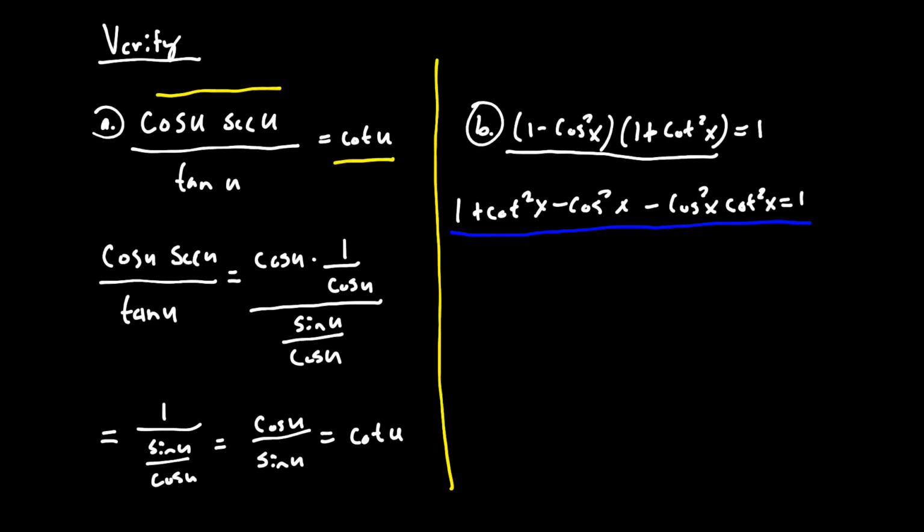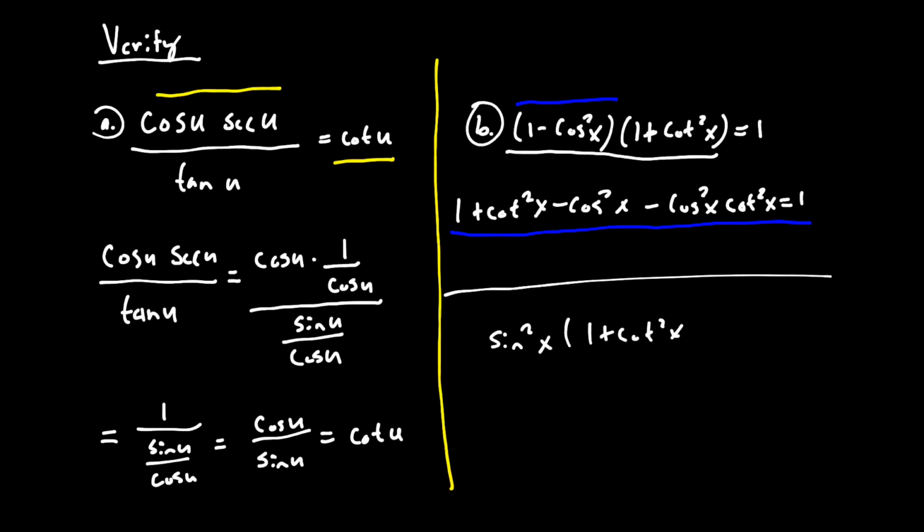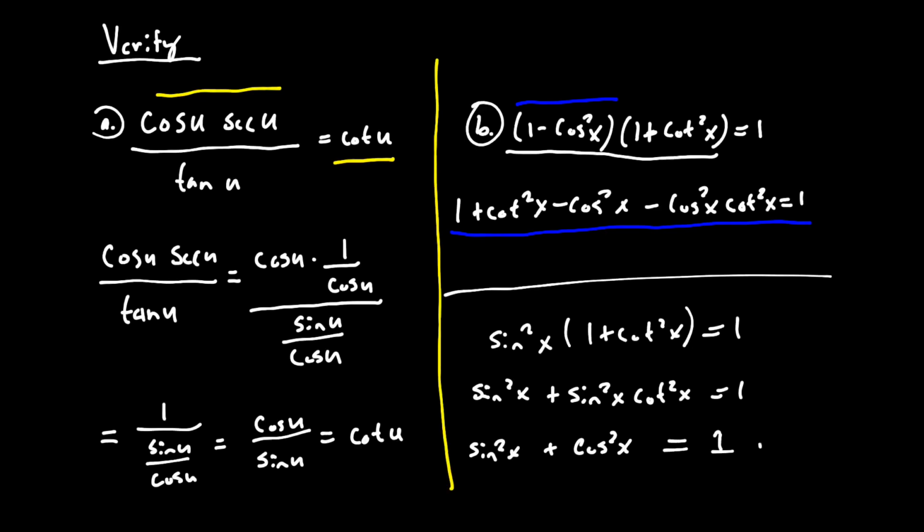So what we should do is we can try a different route. Let's go ahead and replace this 1 minus cosine squared x with sine squared x. So instead we'll get sine squared x times 1 plus cotan squared x is still equal to 1. Multiplying out the sine squared x, we get sine squared x plus sine squared x cotan squared x is equal to 1. Sine squared x and cotan squared x simplifies just to be cosine squared x. We still have our sine squared x, and we know that this is equal to 1. And so we've verified our trig identity.